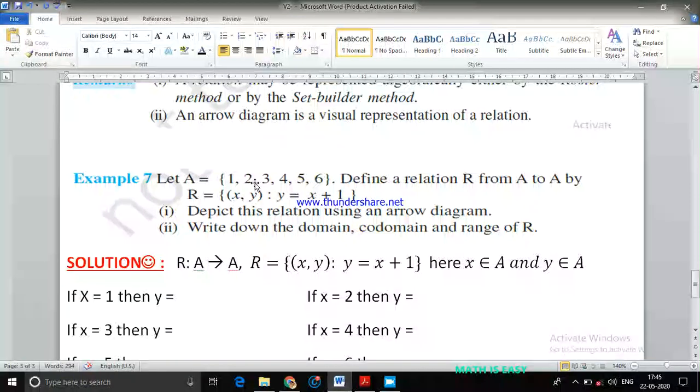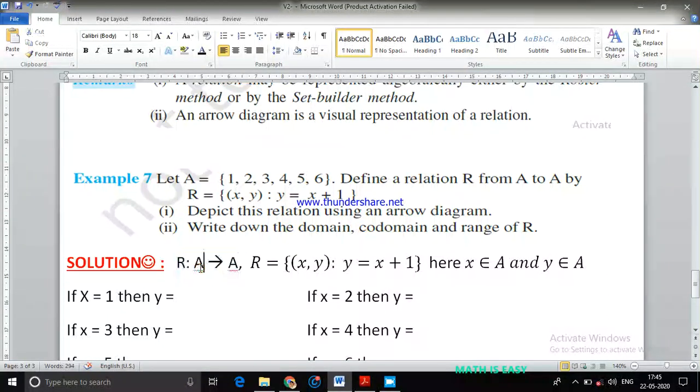Let A have the elements 1, 2, 3, 4, 5, 6, and the relation is defined from A to A. In all the previous examples, I have taken set P and set Q, where P and Q had different elements. But you can also define a relation on the same set, and here R is a relation from A to A. So the first set is A and the second set is also A, and both sets will have the same elements. This is how you write R is a relation from A to A.